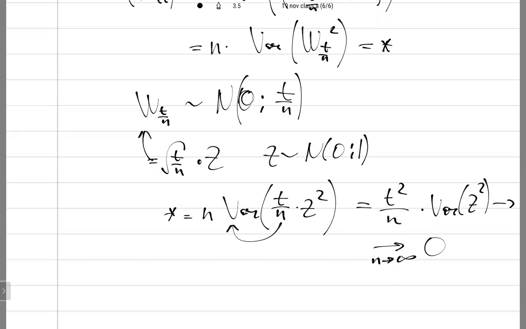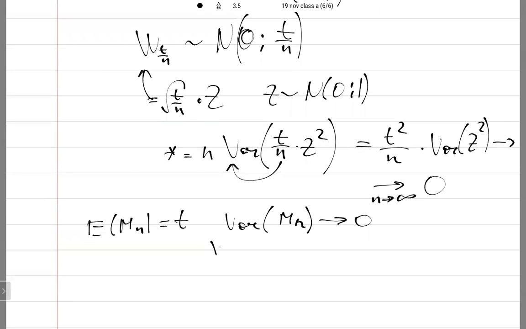Yeah. So we have proven that the expected value of Mn is t. The variance of Mn tends to 0. And in this case, we can conclude that Mn tends in L2 to which number? To t.